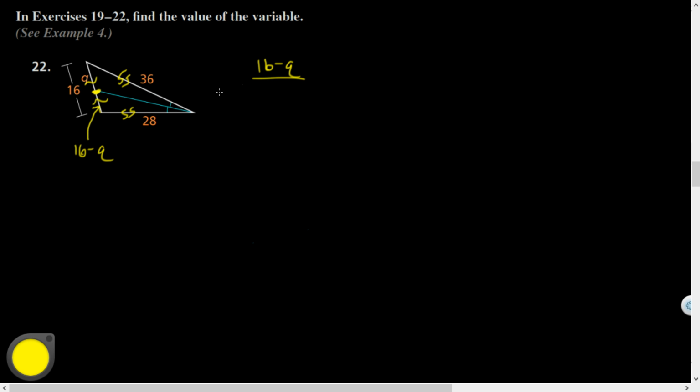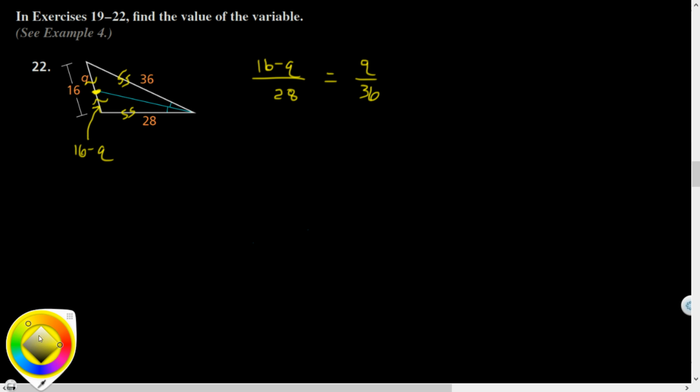So let's see. So 16 minus Q is to 28 as what is to what now? Oh, I did this side. Opposite is to adjacent as, yeah, Q over 36. So yeah, the setup, right. And then once we get it in a proportion, then we could just hand this off. We could outsource this problem to an algebra student, and they'd be like, I got this. And then you'd be like, you're welcome.